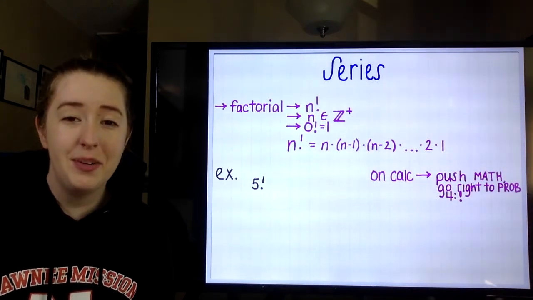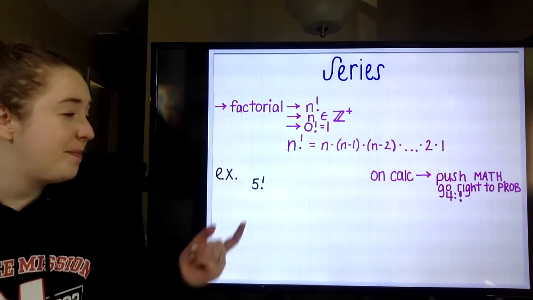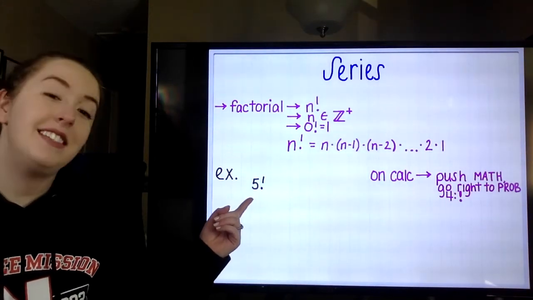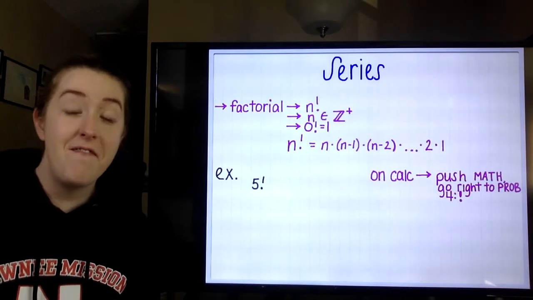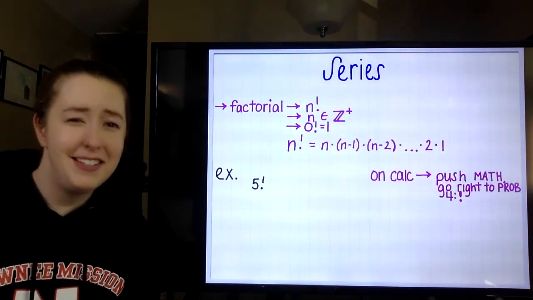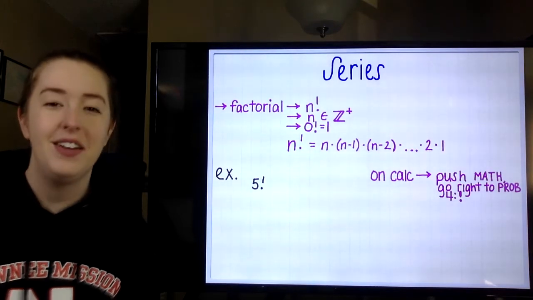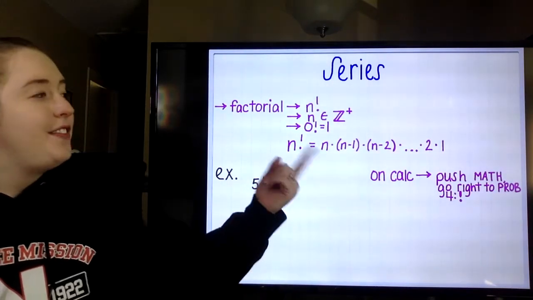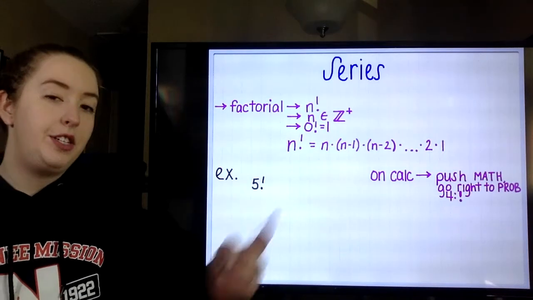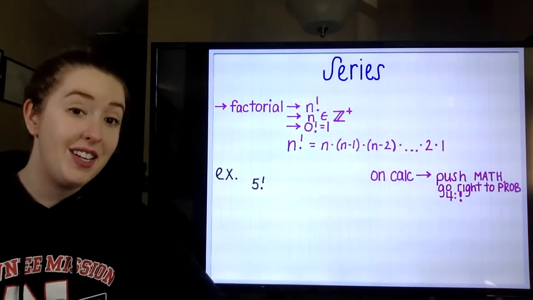Sometimes people get a little bit confused, and when they see this, instead of saying 5 factorial, they say 5, because they think it's just a really excited 5, but it's not. So, here's what factorial is. If you see a number with an exclamation point after it, that's factorial.